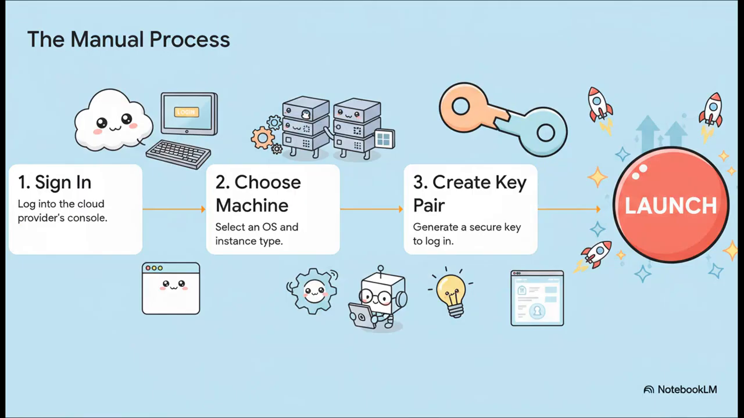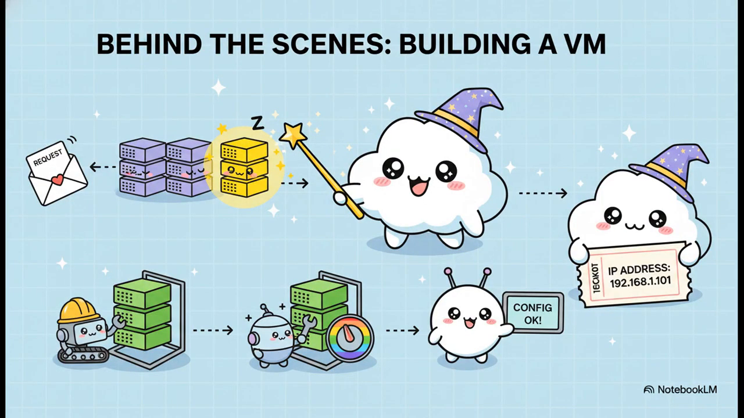You know the drill, right? You log into a web portal, like the AWS console, you fill out a form, you pick your operating system and how big you want the machine to be, you create a special key so you can log in securely, and then you hit that big, friendly launch button. And then, kind of like magic, the cloud provider does all the heavy lifting in the background. It finds the physical hardware, builds your virtual machine, configures it just right, starts it up, and then hands you back an IP address so you can connect to it.